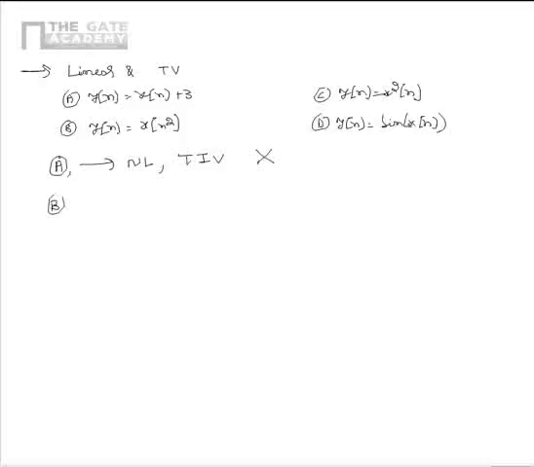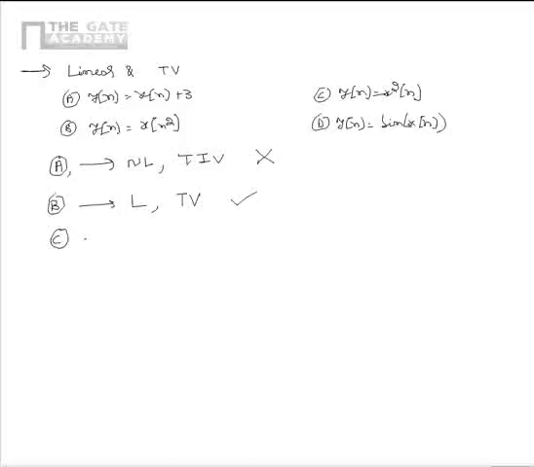And if we take option B, we can say that the system satisfies the superposition principle, so the system is linear. Also, we can show that the system is time variant, as a delayed version of input doesn't give a delayed version of output. So this is the required system.